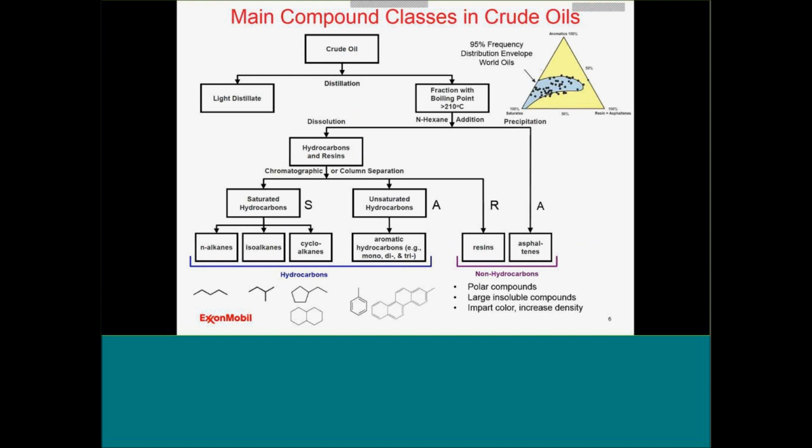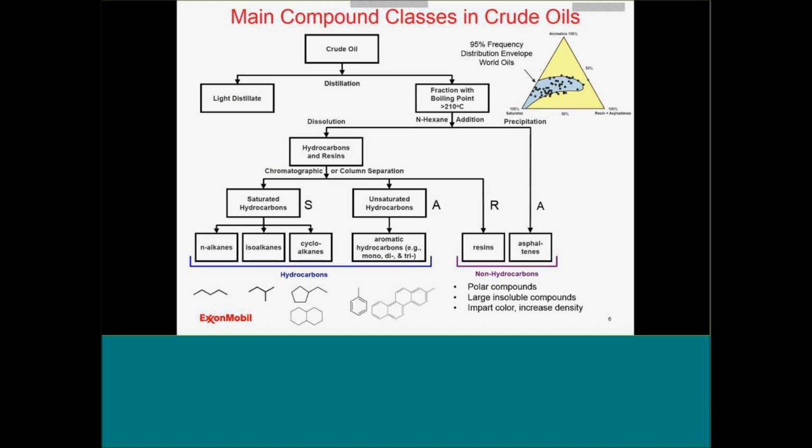This next slide summarizes SARA analysis that is routinely used to categorize the different molecular classes comprising crude oil. So let's try to walk you quickly through this slide. One first performs a distillation on the crude oil to remove the most volatile components that boil below 210 degrees C. This then constitutes the light distillant fraction. The residual is then extracted with solvent on the remaining oil to precipitate out the asphaltenes.